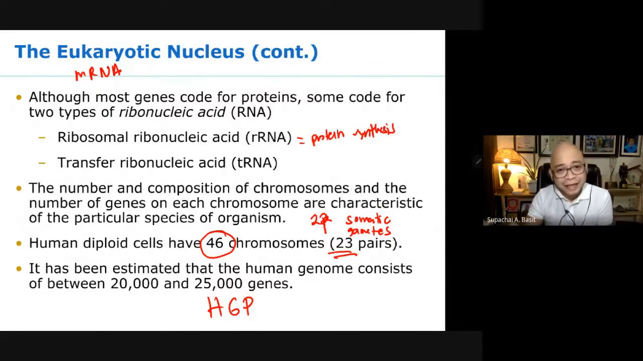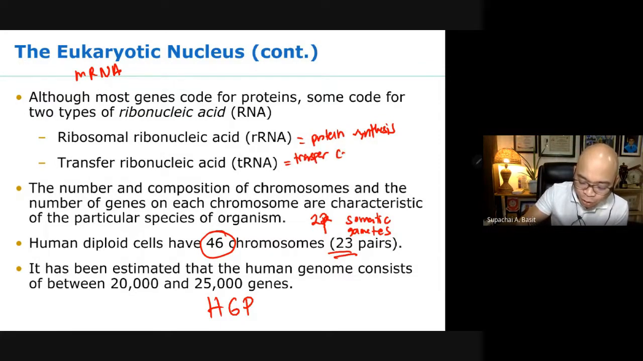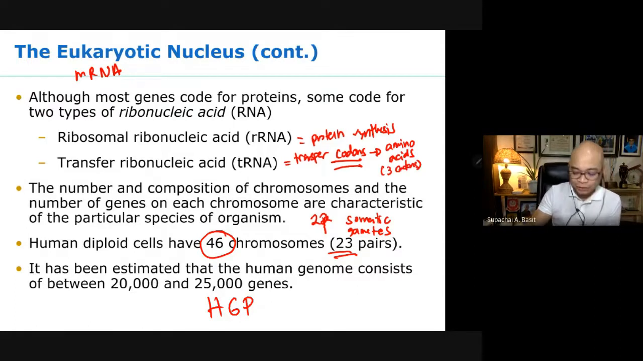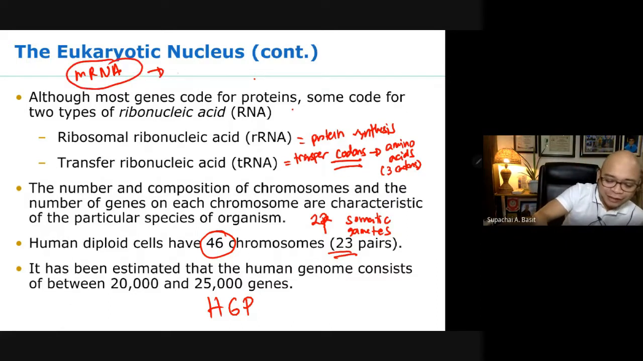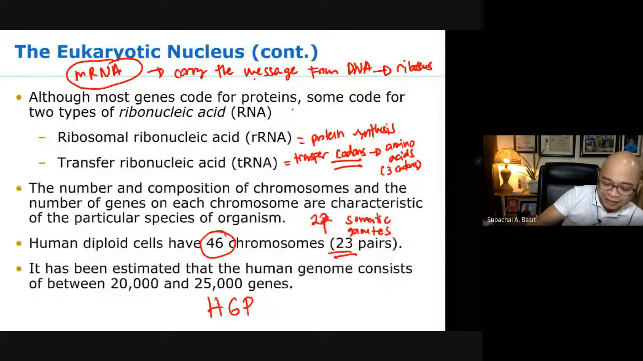And then the tRNA is important to transfer codons, which are important for the production of amino acids, because each amino acid is made up of 3 codons. And the mRNA is important because mRNA will carry the message from DNA to the ribosomes for protein synthesis.